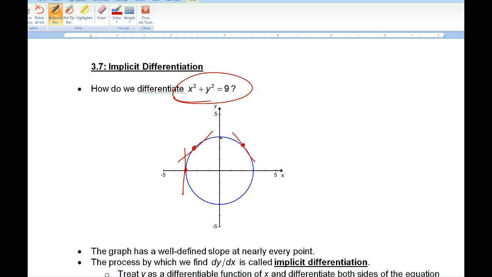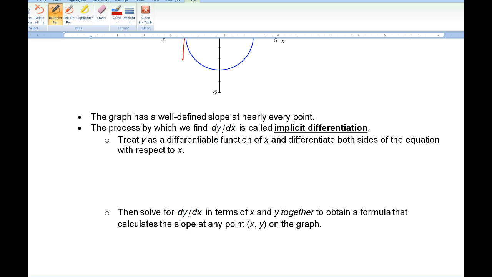This is not a function, but we can still find its derivative everywhere except for these two points, here and here. Since it has slope everywhere else, I want to come up with a formula for that. Just those two points, negative 3, 0 and 3, 0, are the only places where it doesn't have a defined slope. So we are going to find dy dx using implicit differentiation.